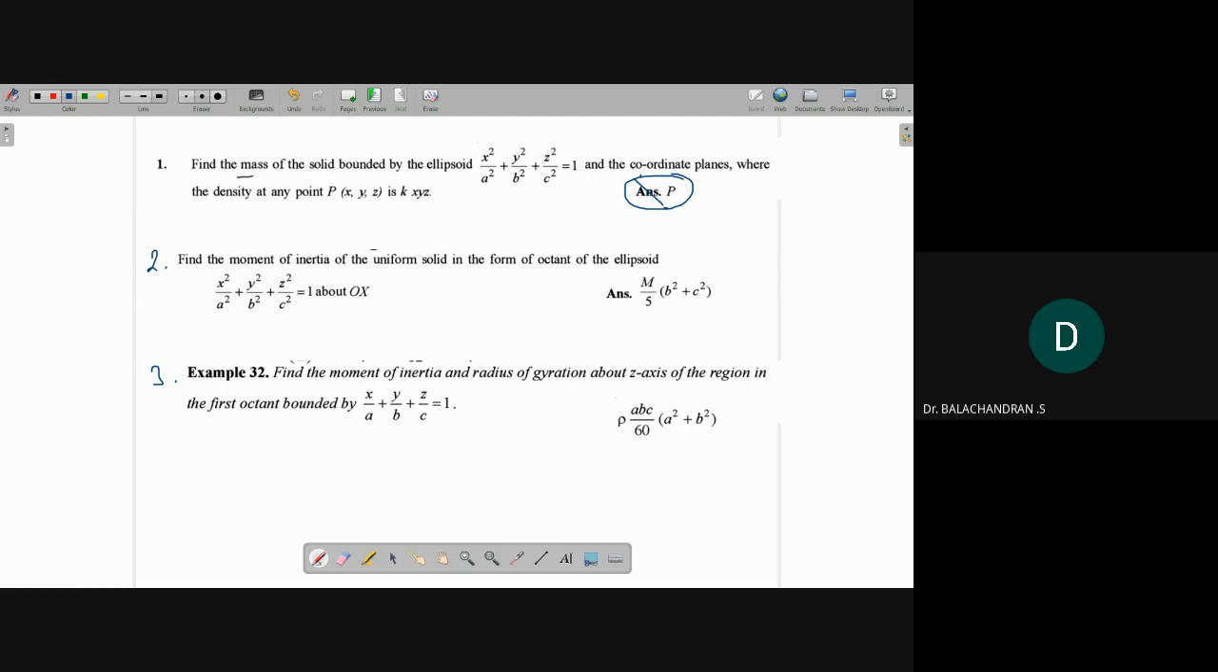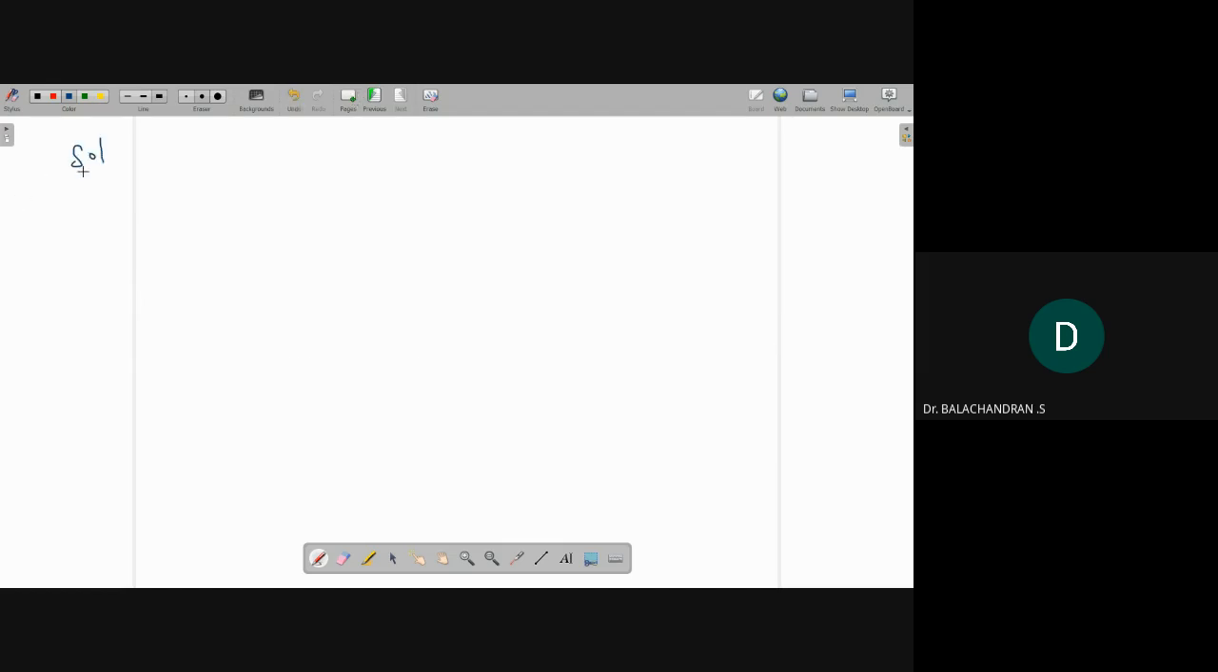We are going to find the mass. Solution of problem 1. So what is the mass formula? Please tell any one of them. I think yesterday I gave it in the last class. Triple integral over the volume, density rho into dx dy dz. Very good, Chandra.